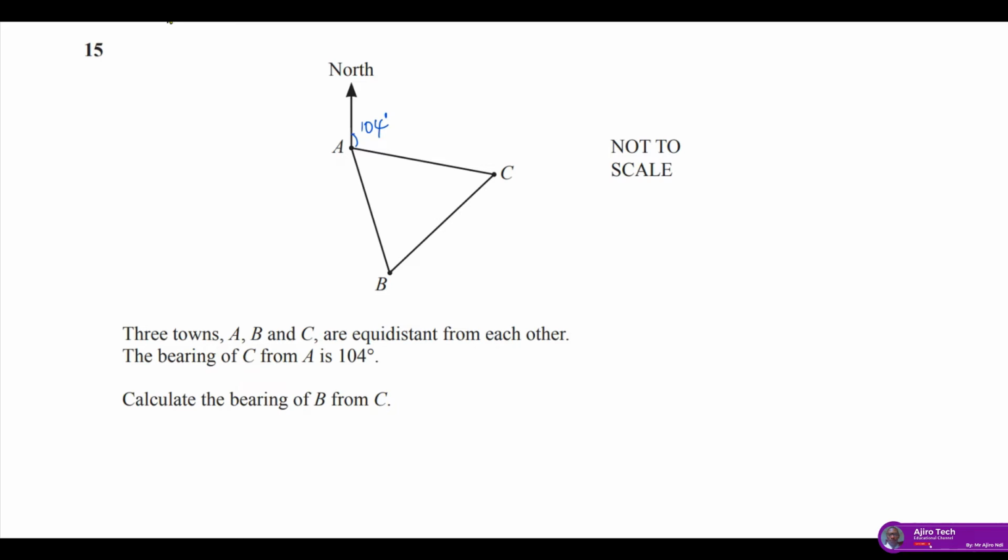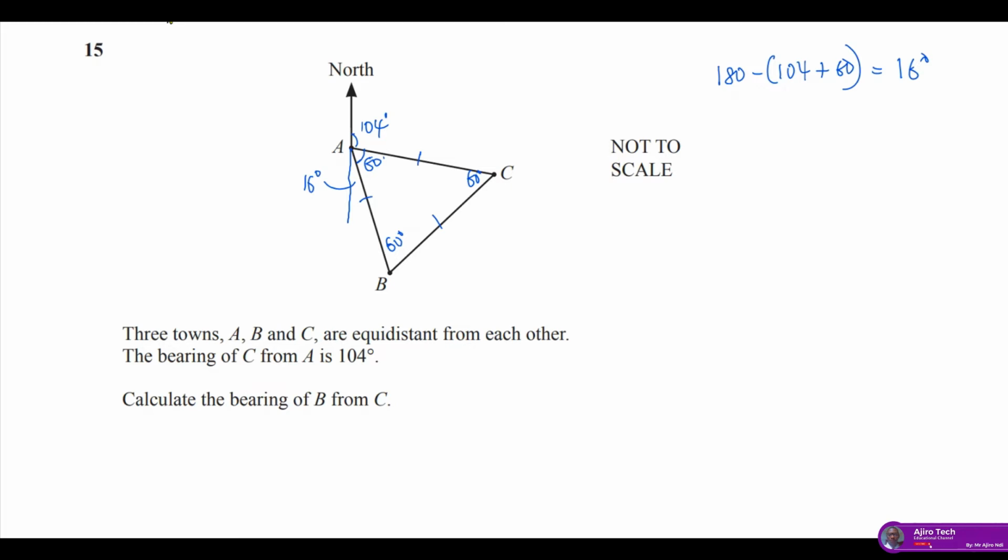Now, if it is equidistant, all sides are equal, and then all angles are equal to each other. All angles are equal, so now this is 60 degrees. That means this angle here should be what? We have 180 minus (104 plus 60). We're having 164 subtracted, which means 16 degrees. This angle here is 16 degrees.